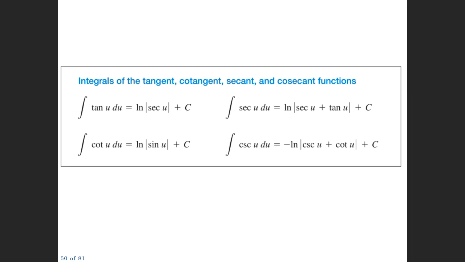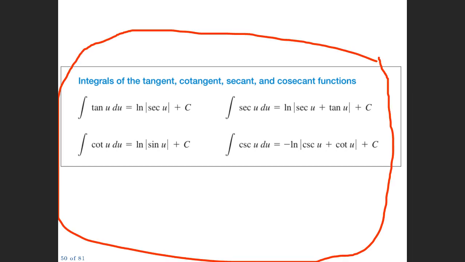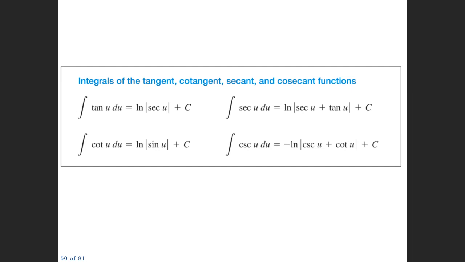And these formulae I will give you on the final exam. If you have to repeat this course, you might not be given them next semester. You might need to memorize them next semester. But this semester, I'm going to try giving you these in the exam.